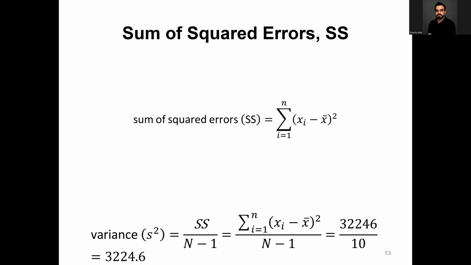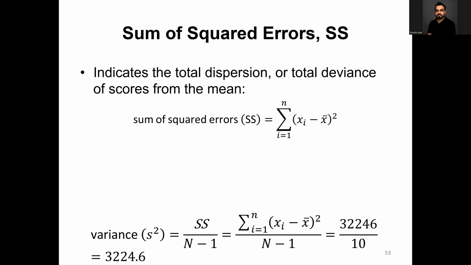The variance is the sum of squared errors divided by n minus 1. N is the number of data points. In our Facebook example, we had 11 Facebook users, so n minus 1 will be 10. SS is the sum of squared errors, and dividing it by n minus 1 gives us the variance.